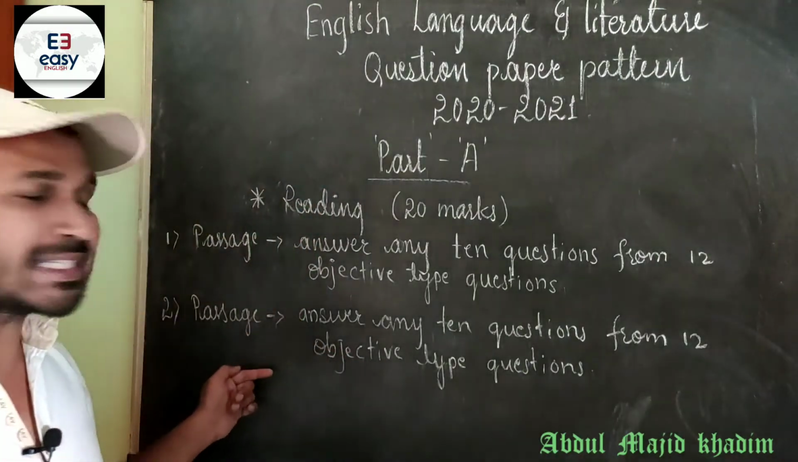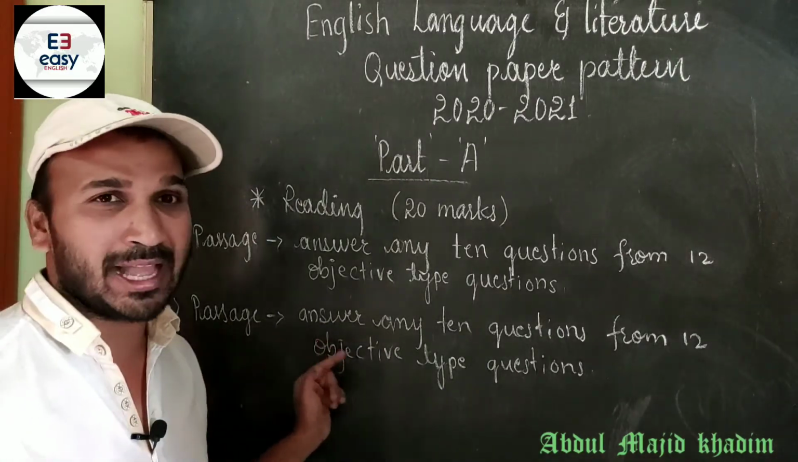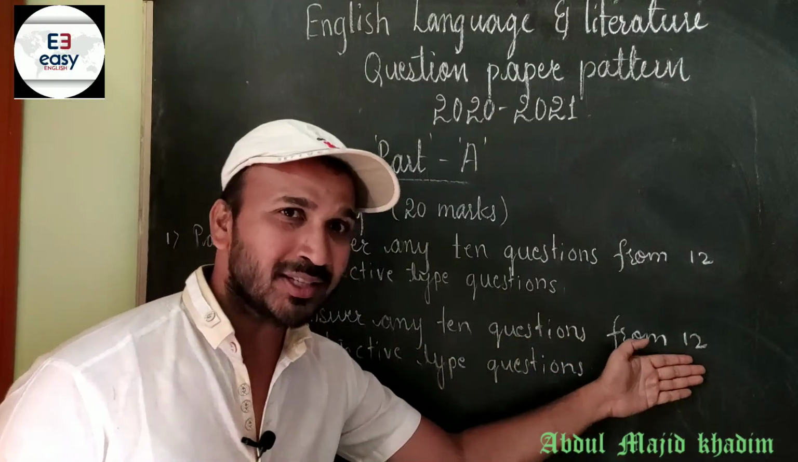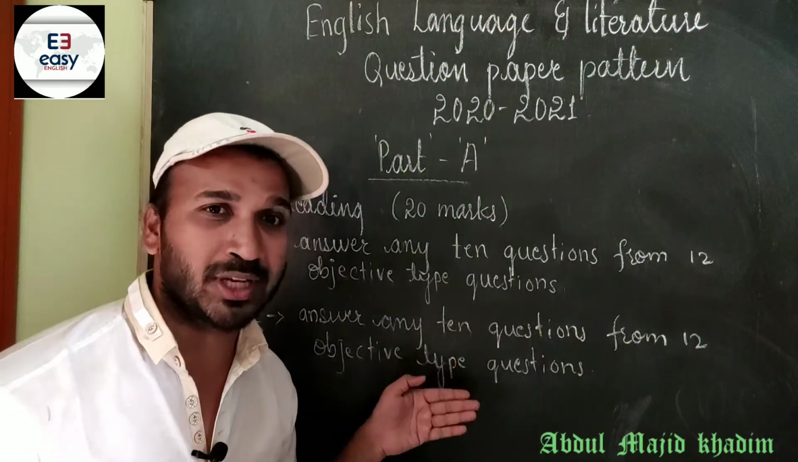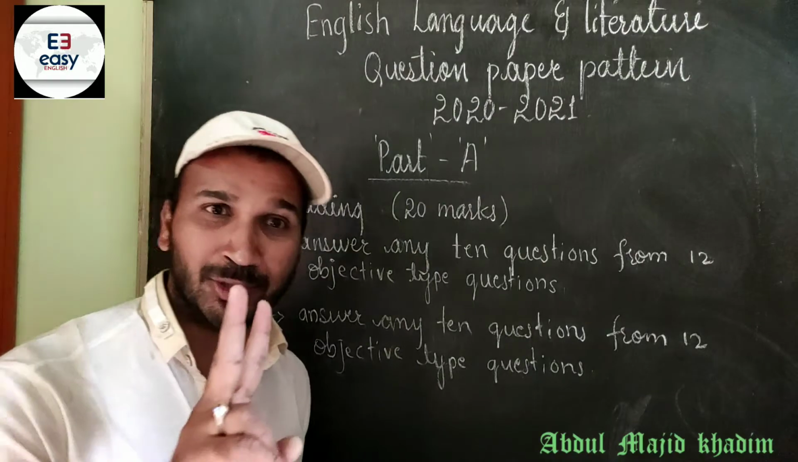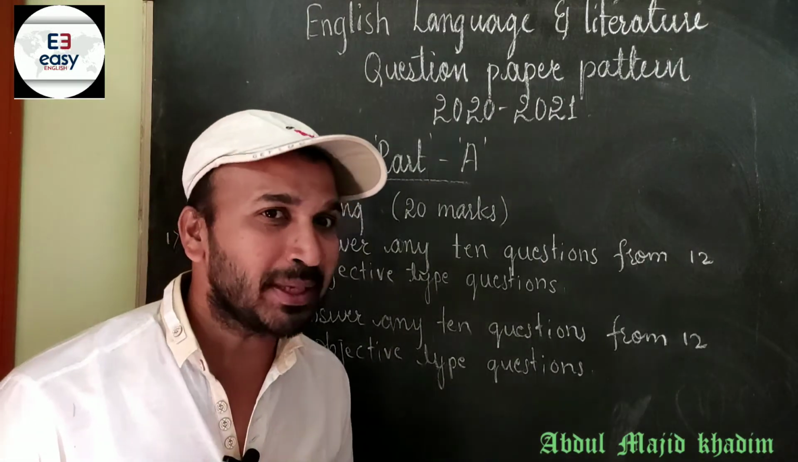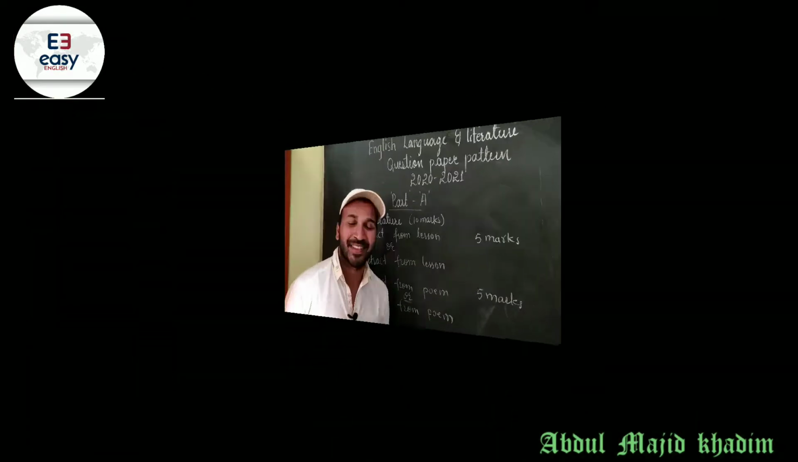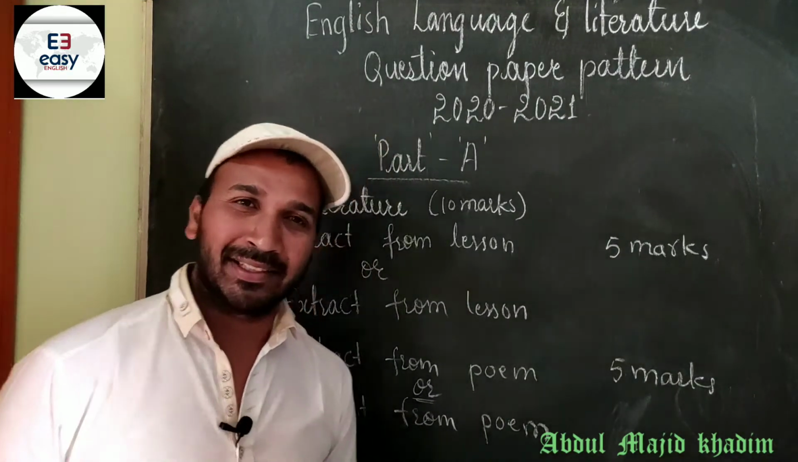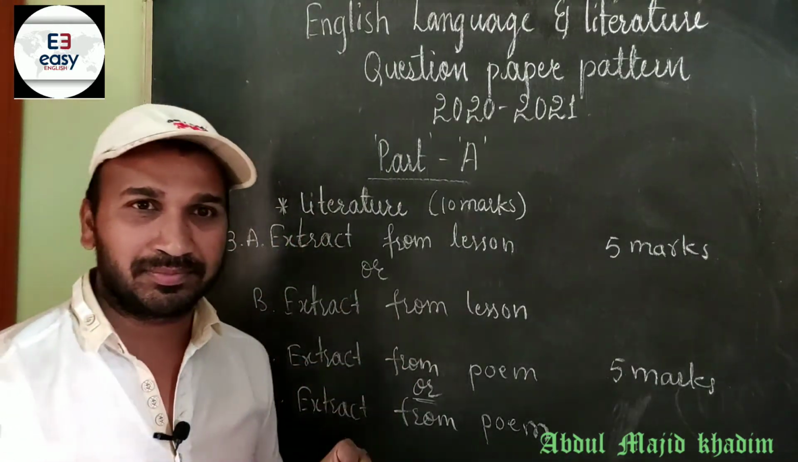So passage 2 is also a discursive type of passage, and it also has 12 questions. Out of 12 questions you have to attempt any 10 objective type questions. Here also if you choose two options for one answer, you will not be given any mark. So keep in your mind these two things. The second thing, in the reading part itself, it has the literature.